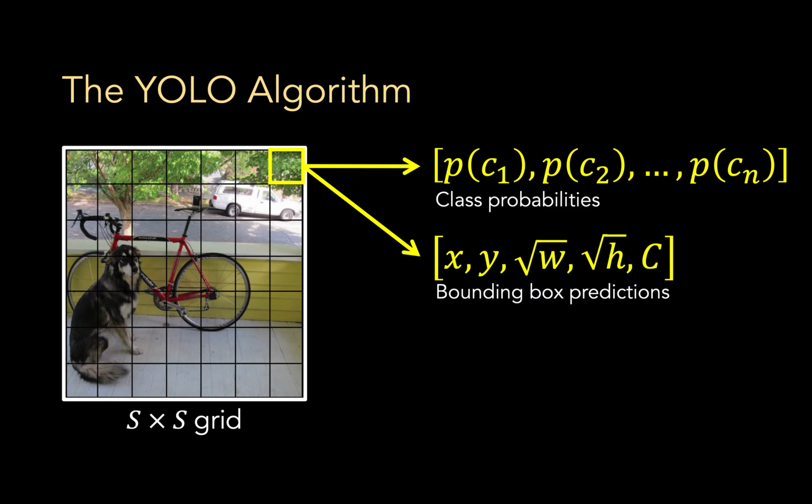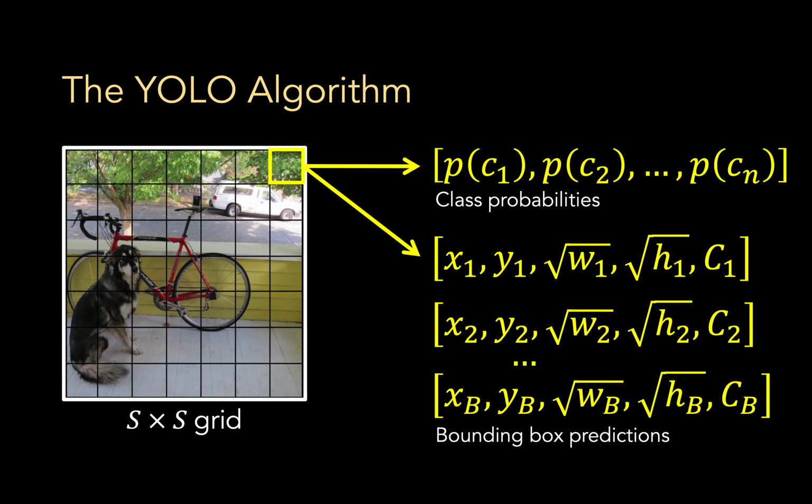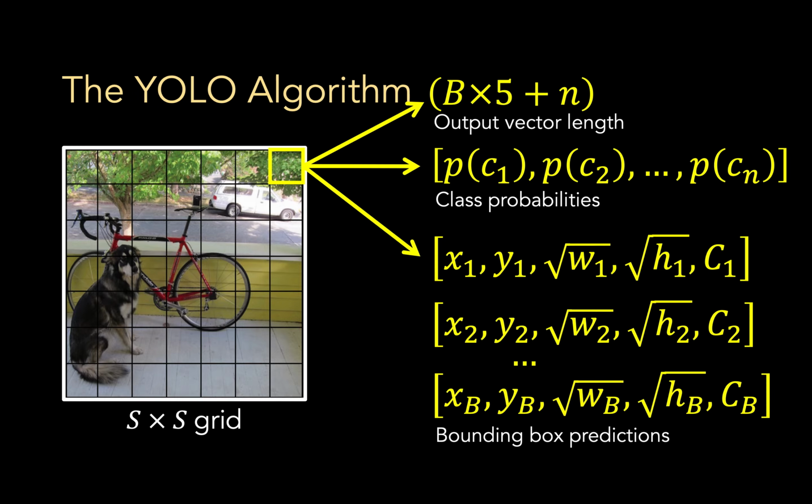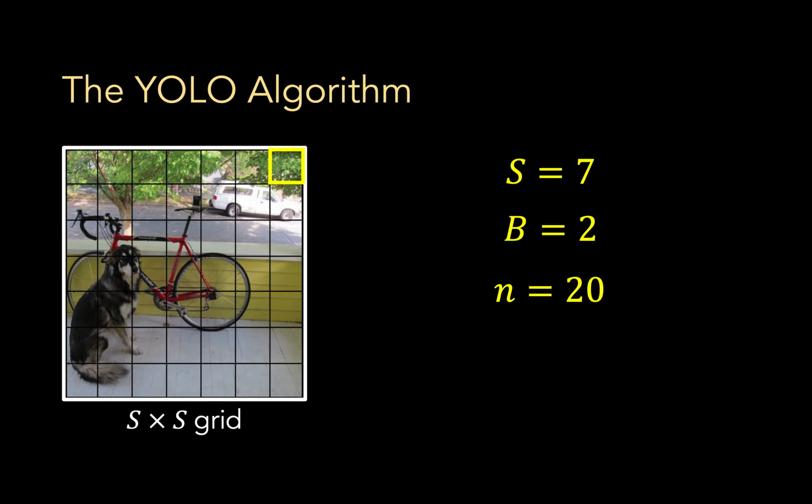And then finally, we also have the confidence score denoting the model's confidence that an object in fact exists in the box. Now, instead of having just one bounding box, each grid cell will typically have multiple boxes, and this just allows the cell to detect more than one object. Now, in practice, instead of having several vectors, we just combine them into one big vector with length B times 5 plus N, where N is the number of object classes, B is the number of bounding boxes per grid cell. And in the original paper, the authors use a 7x7 grid with 2 bounding boxes per cell and 20 classes. So for each grid cell, we output a length 30 vector.